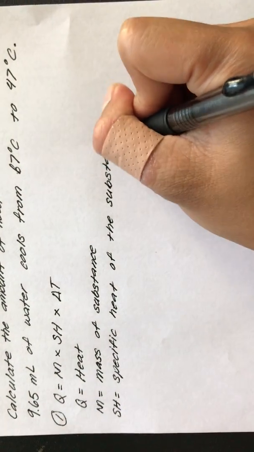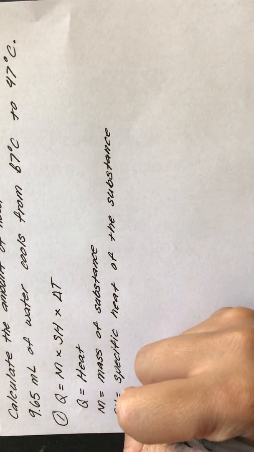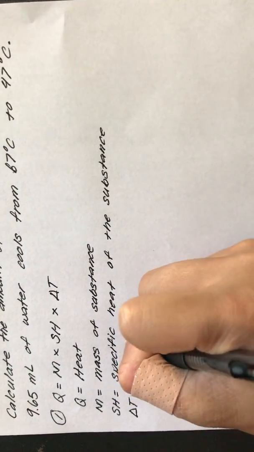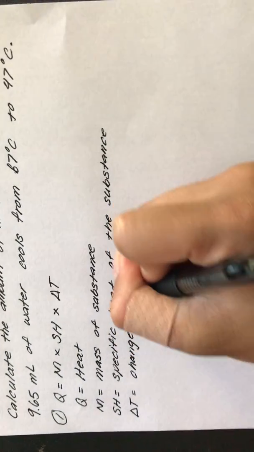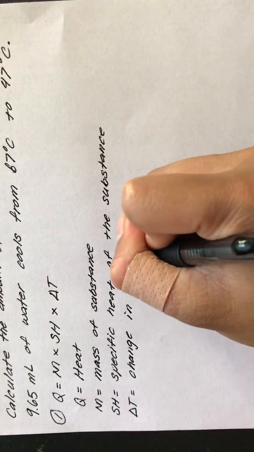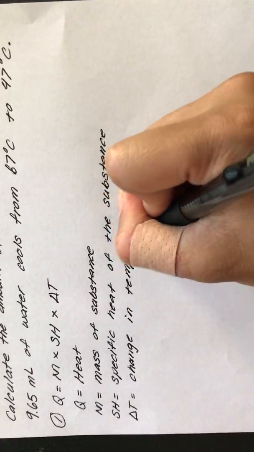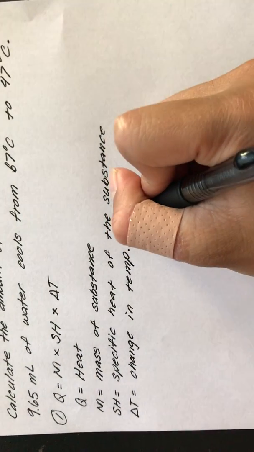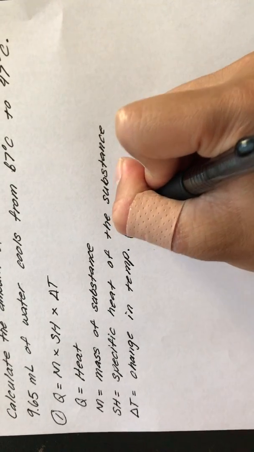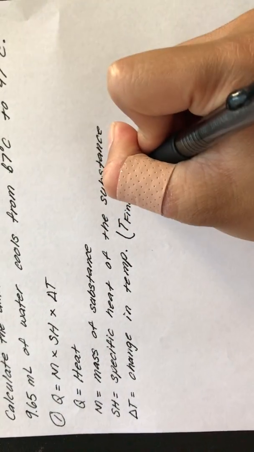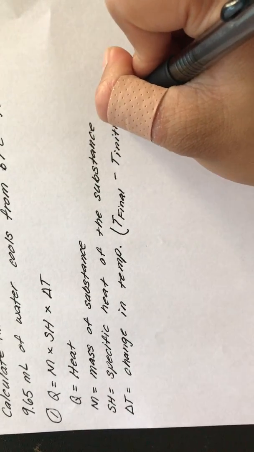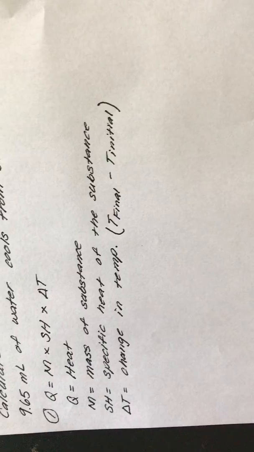And finally, delta T is the change in temperature. This is found by subtracting the final temperature, T final, minus T initial. Doing so will give you delta T.